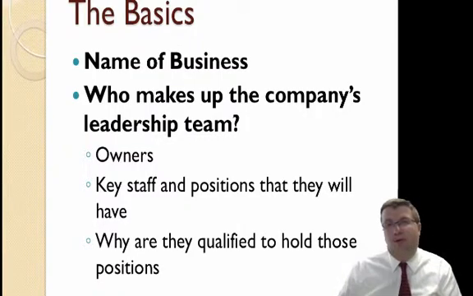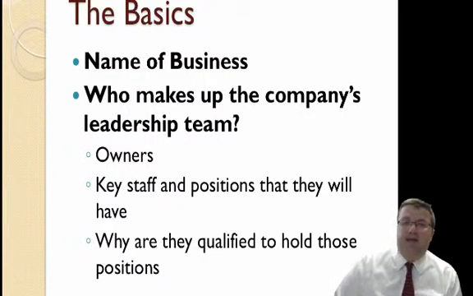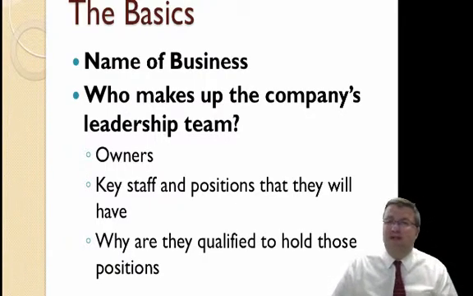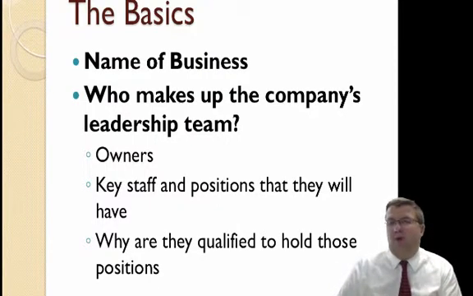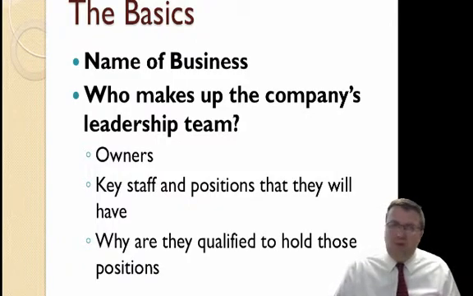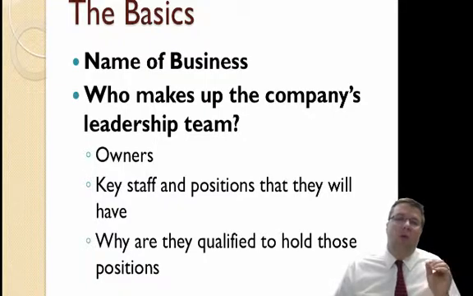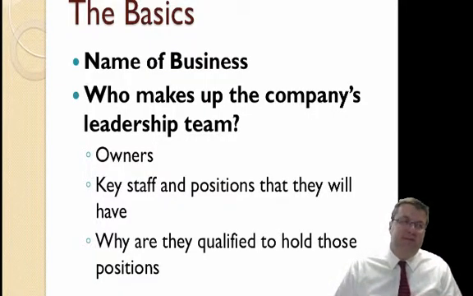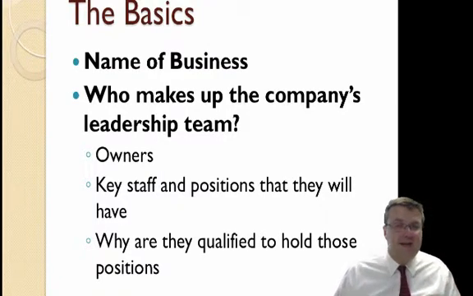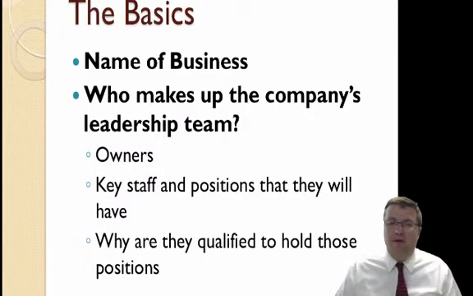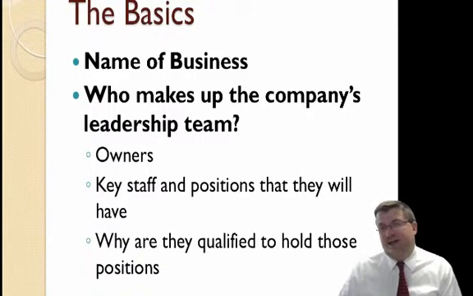The other thing that we need to identify is who makes up the company's leadership team. First, we'll identify the owner or owners of the company. Next, we're going to identify key staff positions that they will have, and why we feel that those people are qualified to hold those positions. One mistake business owners make is they bring in their personal friends and family into a business. What we need to identify is, are those people actually qualified to hold those positions? Especially if you're going to ask for financing, they want to identify the people you are surrounding yourself with and how they are going to help for the success of this business.